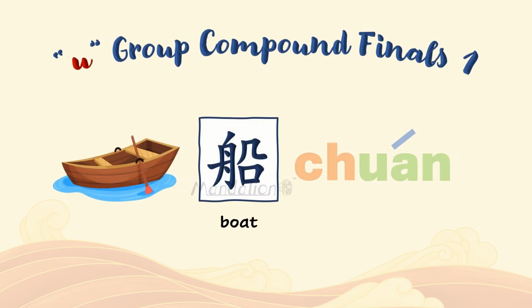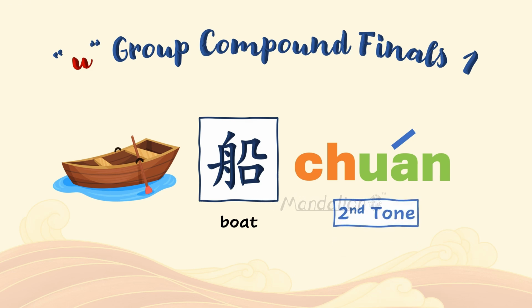This is the character for the word boat, 船. Its pinyin is spelled ch, uan, chuan, and it should be pronounced using the 2nd tone, 船.